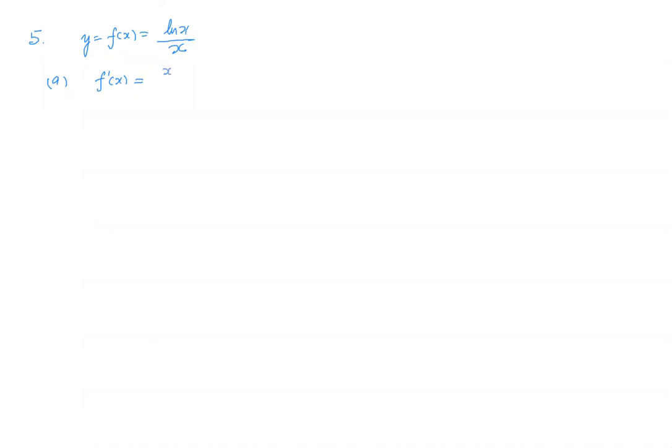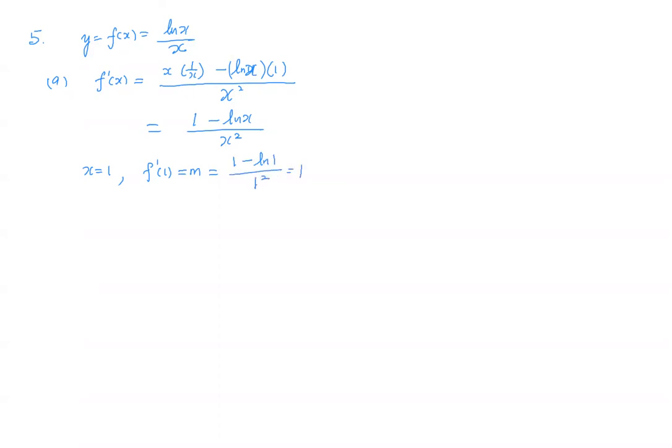v u prime, take away u v prime, over v squared. So this will be 1 minus ln x over x squared. So we are going to do x equals 1. So f prime 1 will be the gradient, which is 1 minus ln 1 over 1 squared. At the end, you got 1.